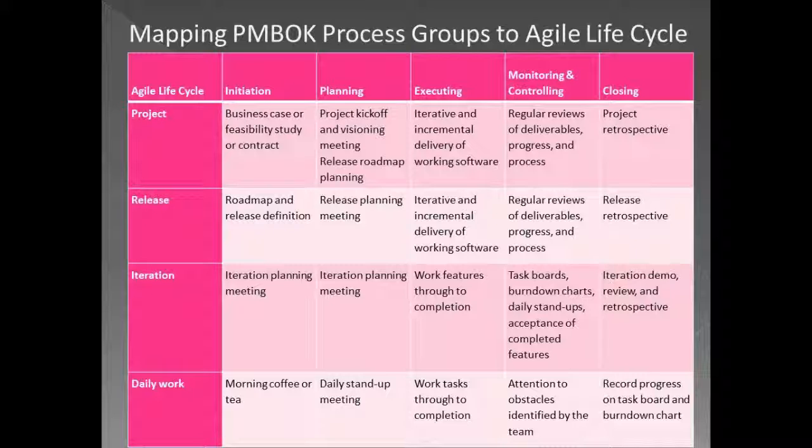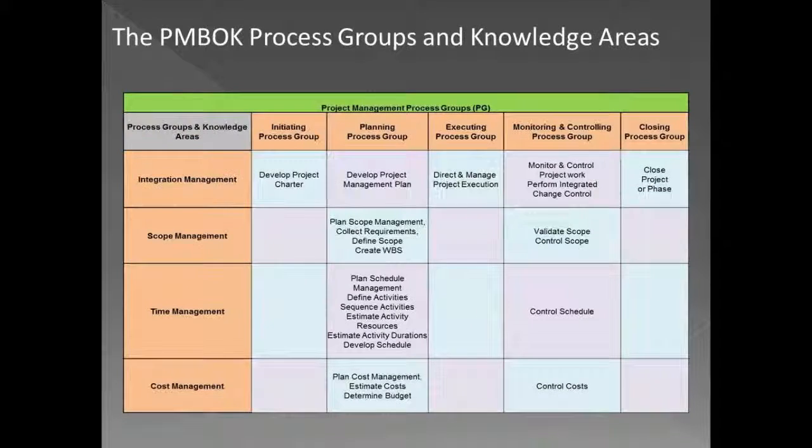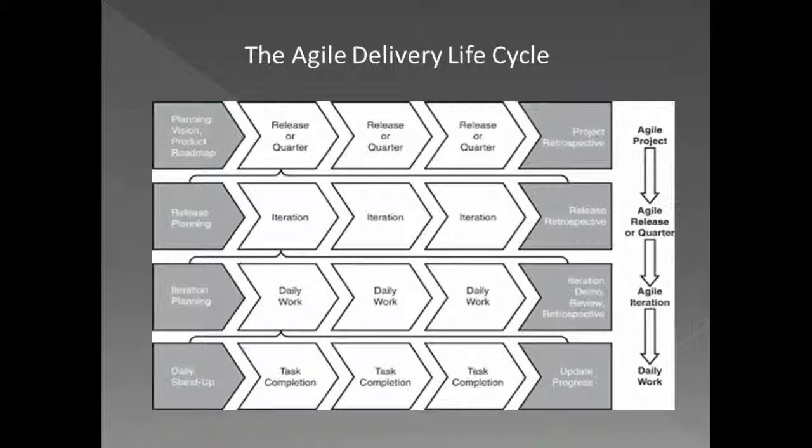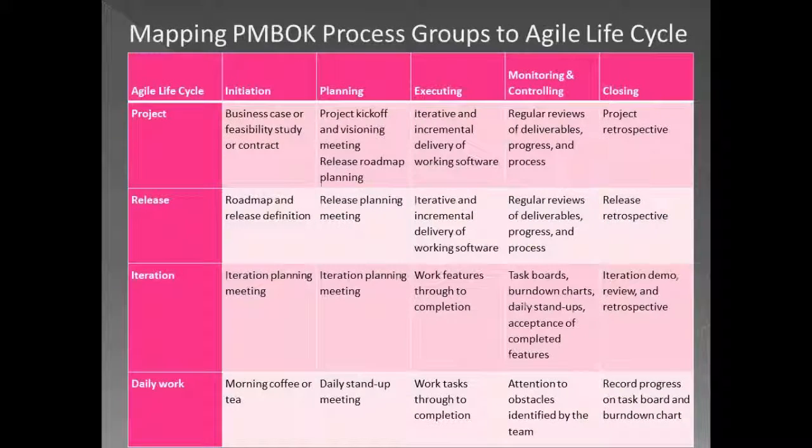And as we saw in the agile cycle, we have what is called the visioning and the product roadmap, and that's what we are doing in the planning, where we are kicking off and visioning, doing the visioning meeting and the product release roadmap planning. So this is about the planning phase, what you would do from a project perspective in Agile with regard to the planning phase.